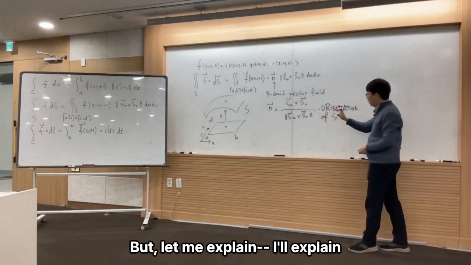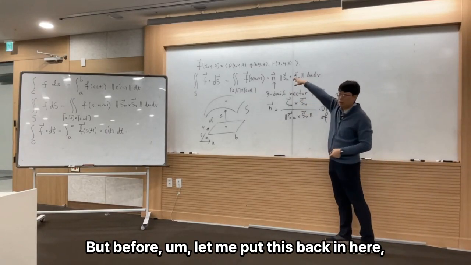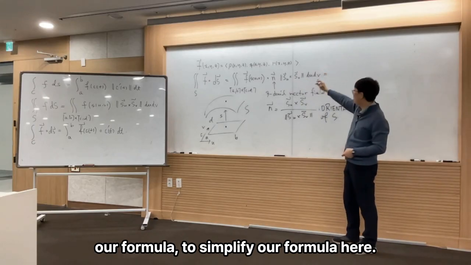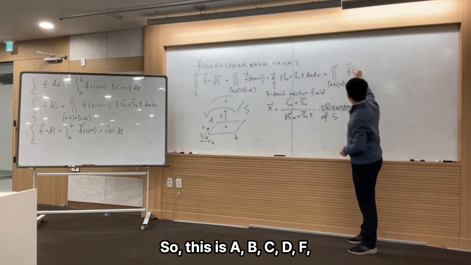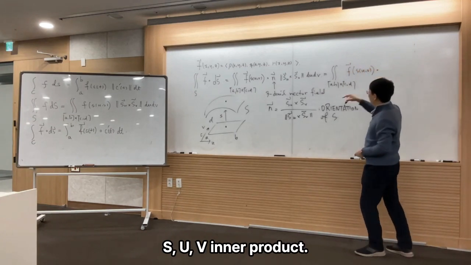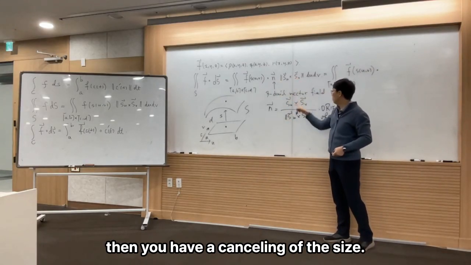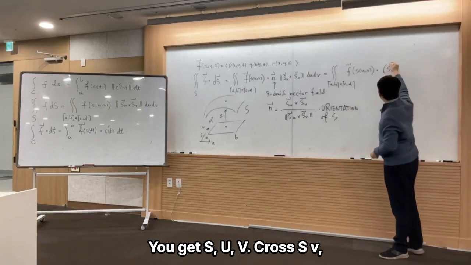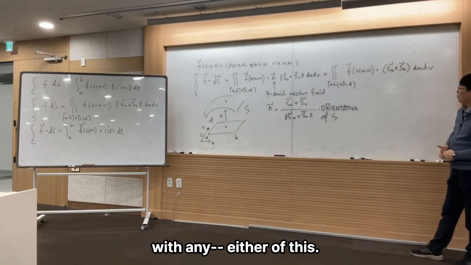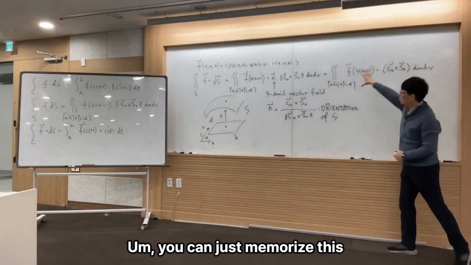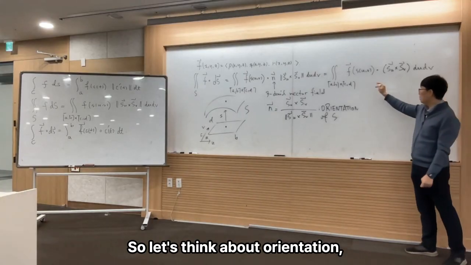of S. But I'll explain the geometric meaning of this, but before, let me put this back in here, in our formula, to simplify our formula here. So this is the integral over a, b, c, d of F(S(u, v)) inner product, so when you have n replaced by this, then you have a canceling of this size. You get F dot S_u cross S_v du dv. So you can work with either of these. You can just memorize this as the definition or that. Okay.